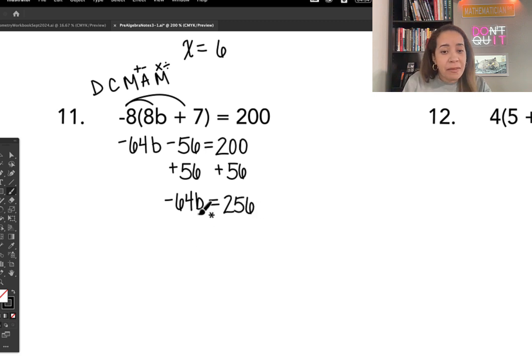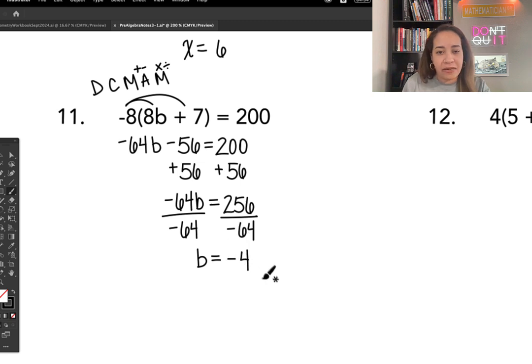The last step is to divide. We see multiplication, so we can divide by 64 on both sides. So I'm dividing by negative 64. Now I've got b all by itself on the left side, and on the right side, 256 divided by 64 is 4. And since they do have different signs, we get a -4 as our final answer.